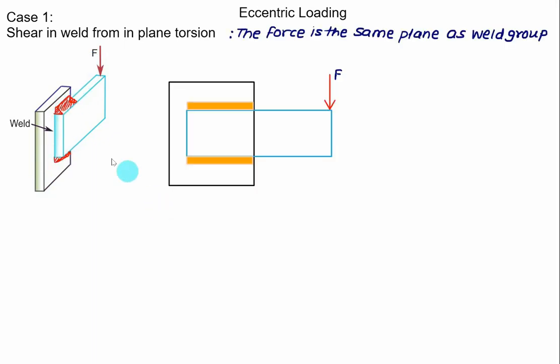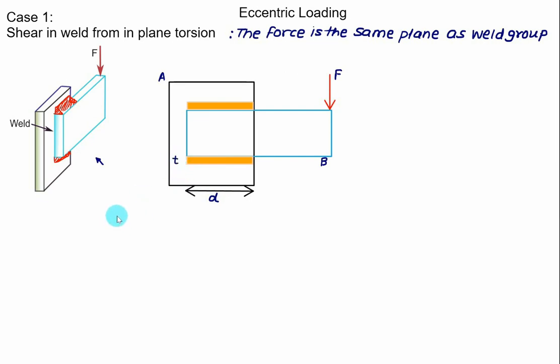So if you look at this figure from this side, you will get a front view. This one is representing the top weld and this one is representing the bottom weld. This one is plate A, that is a gusset plate, and this one is plate B, which is welded, and the force is acting in the same plane as the weld group. Let the length of each weld, top and bottom, be equal to D. Here this side is actually H, but we'll show it here as T.